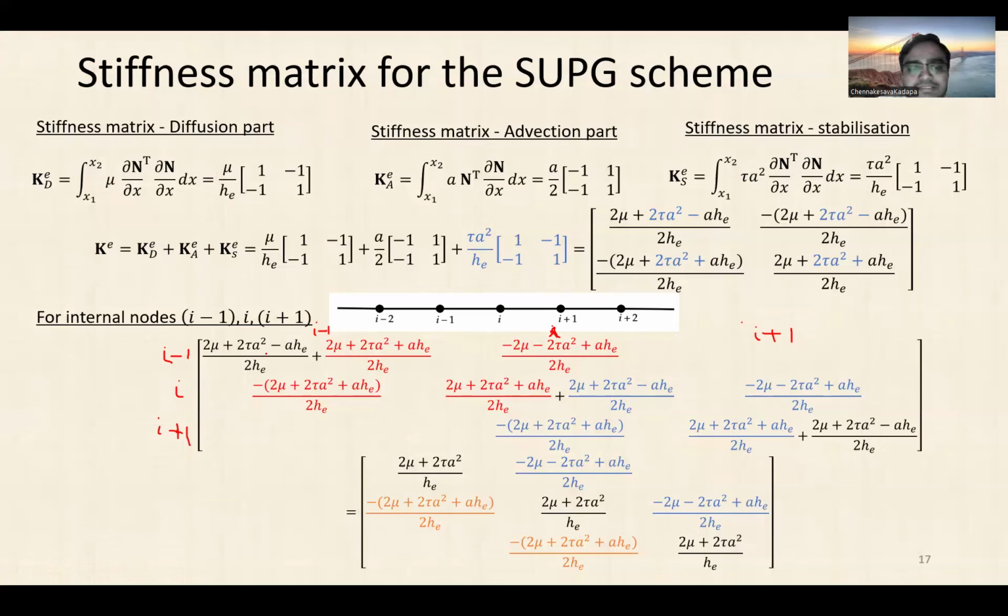Now, after simplification, we can cancel out this term, minus AHE plus AHE, and then we can add these two and simplify everything. So we get this 3 by 3 block for the global stiffness matrix. This is not the full stiffness matrix, it is only a sub block of the global stiffness matrix for rows I minus 1, I, I plus 1 and columns I minus 1, I, I plus 1. We are doing exactly the same as what we did before, except that we have one extra term from the stabilization.